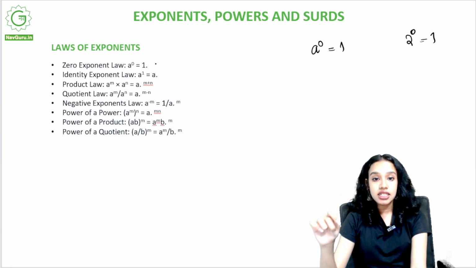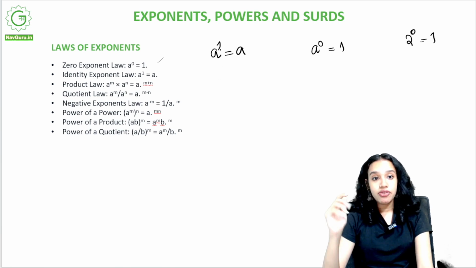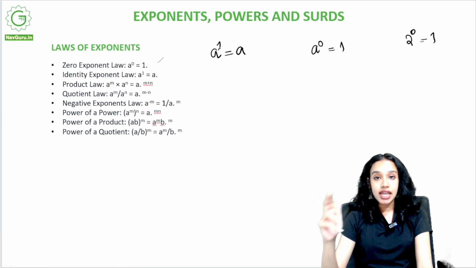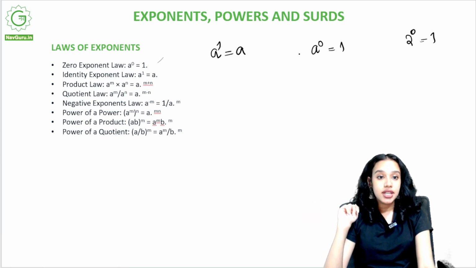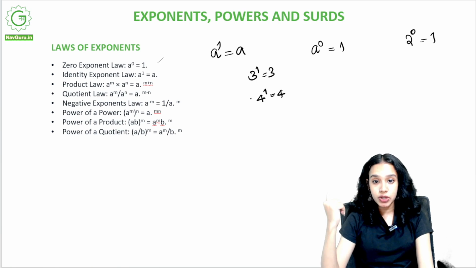Now, identity exponent law. What is identity exponent law? It says that any number a when raised to a power 1 is equal to that number itself, right? So, if we have a raised to 1, that means that a raised to 1 is equal to a. Now, if we have 3 raised to 1, it's 3. 4 raised to 1 is equal to 4. Now, that's what we say about identity exponent law.